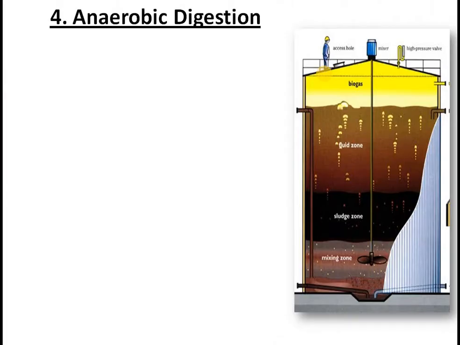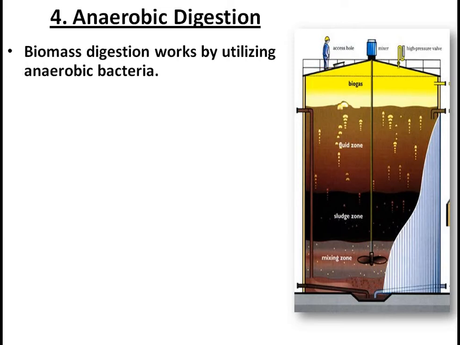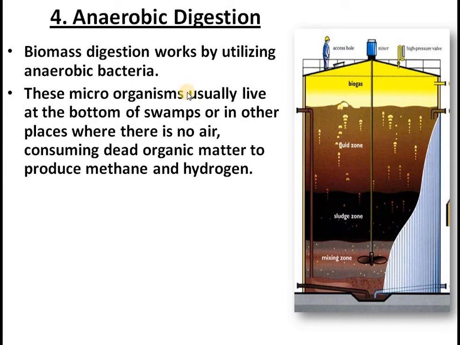Okay, for example, the biogas plant, you know it, in which cow dung is mixed with many other animal excreta, and in which this kind of anaerobic bacteria are put in suitable amount, and they undergo reaction and the gases come up. This gas is collected and can be suitably used. So biomass digestion works by utilizing anaerobic bacteria.